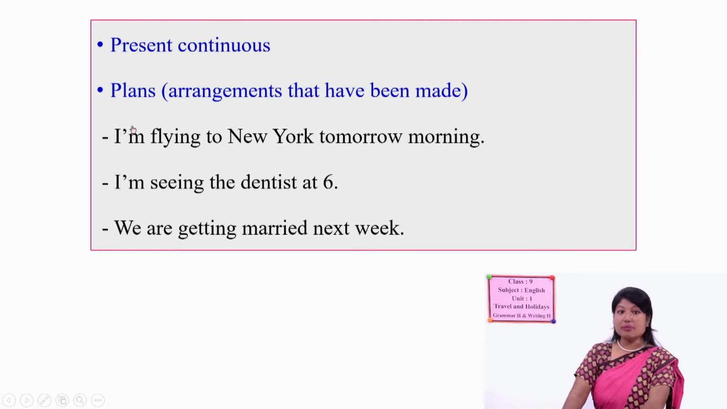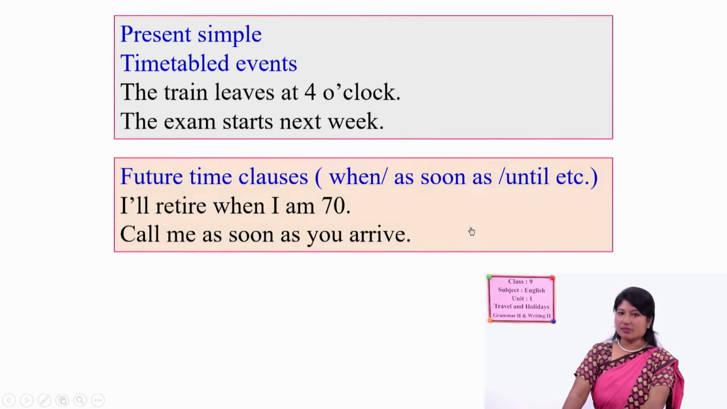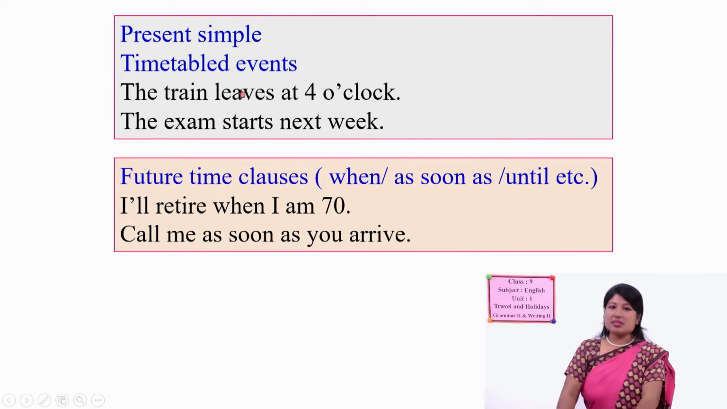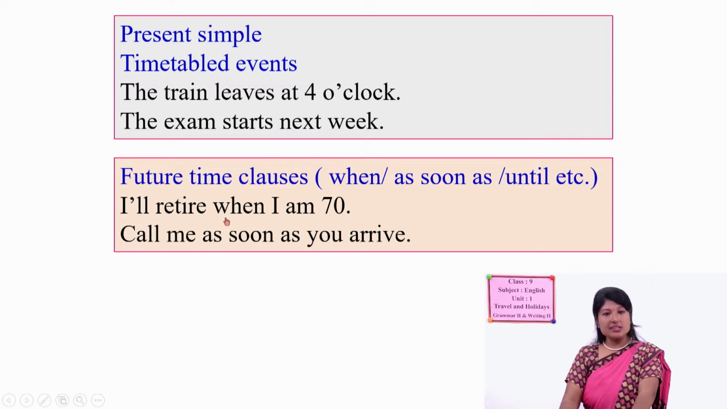Present continuous in plans: arrangements that have been made. I'm flying to New York tomorrow morning. I'm seeing the dentist at 6. We are getting married next week. Present simple: timetabled events, like the train leaves at 4 o'clock, the exam starts next week. Future time clauses: when, as soon as, until, etc. I'll retire when I'm 70. Call me as soon as you arrive.